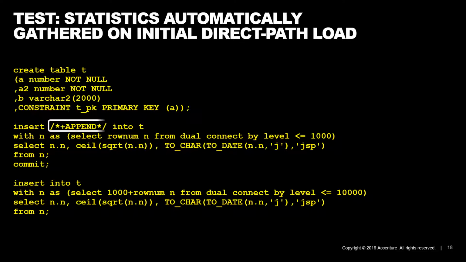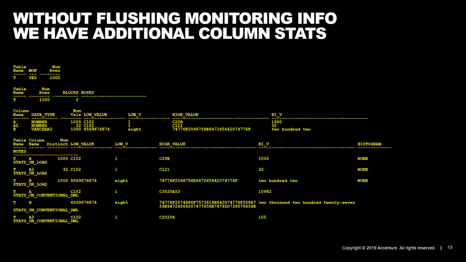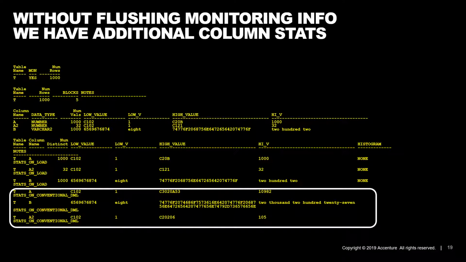This time, the first insert will be done in direct path mode, so it will collect real-time conventional statistics on the table, and then I'm going to add another 10,000 rows, and we will get real-time statistics after that. So here are my statistics. Note that I have not yet flushed the monitoring information to the data dictionary. So I have statistics and I have real-time statistics on my columns, but not on the table.